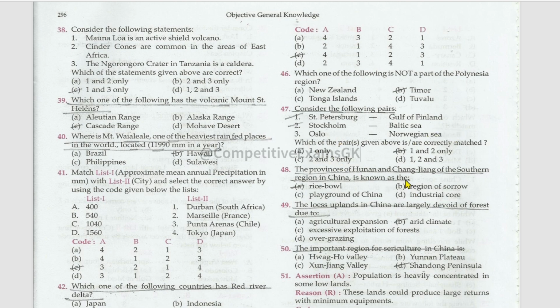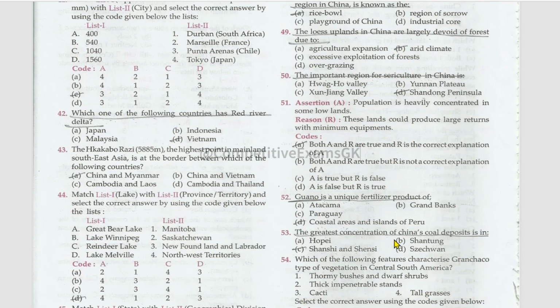The provinces of Hunan and Jiangxi of the southern region of China is known as Rice Bowl. The loess uplands in China are largely devoid of forest due to arid climate. The important region for sericulture in China is Shandong Peninsula.